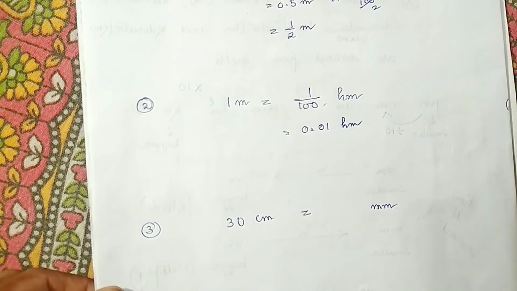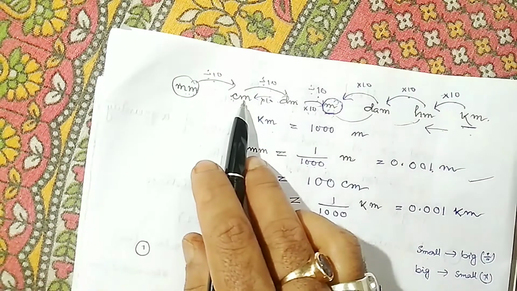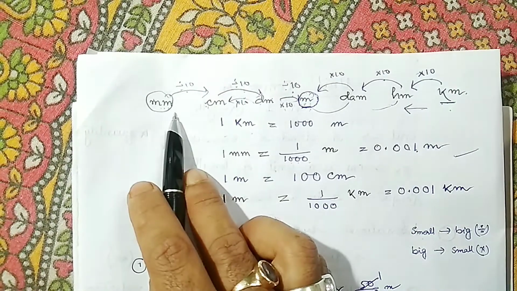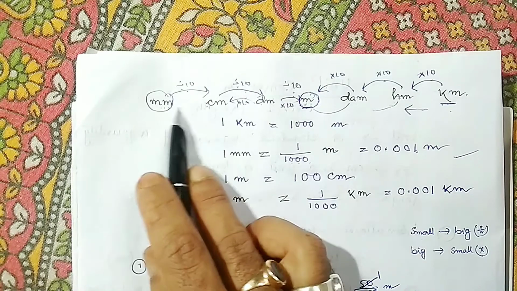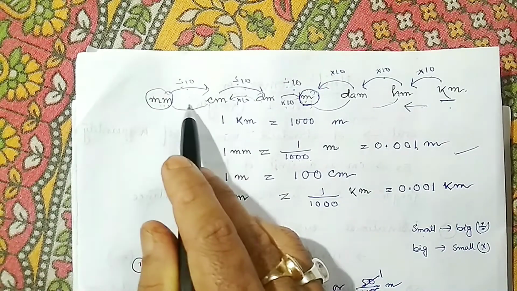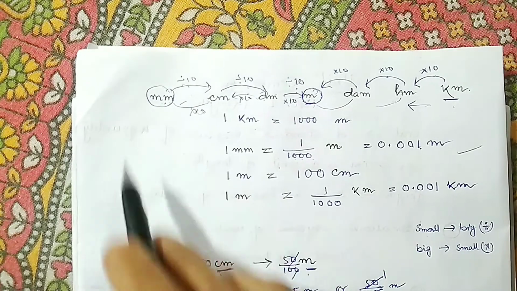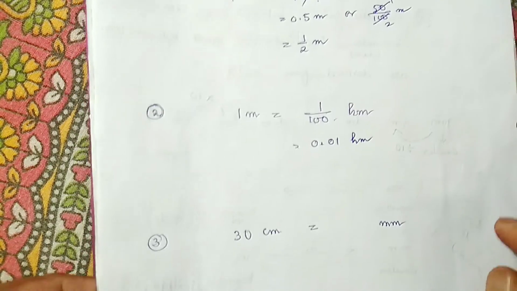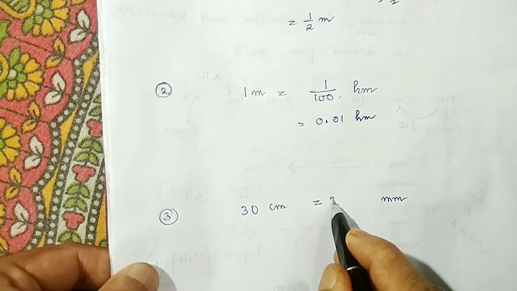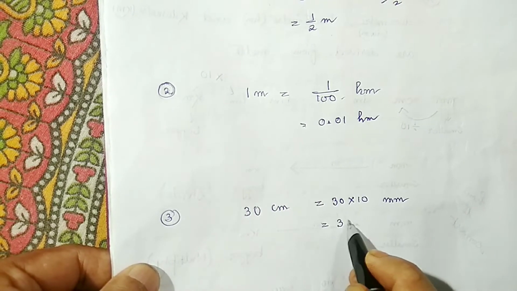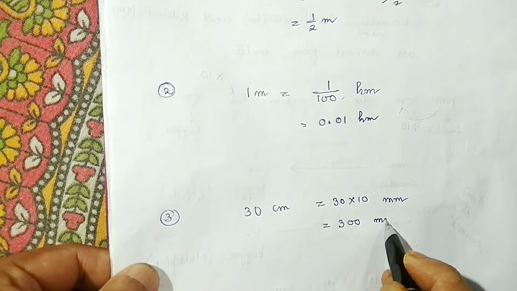30 centimeter to millimeter. So this is our centimeter. This is millimeter. We are going from bigger unit to smaller unit. And whenever we go from bigger to smaller, we have to multiply. Clear? Whenever we go from bigger to smaller, we have to multiply. So we are going from 30 centimeter to millimeter. We have to multiply by 10. So that means 30 centimeter is 300 millimeter.